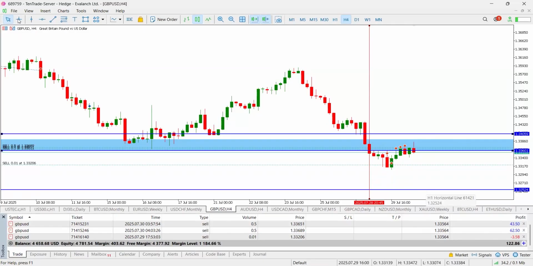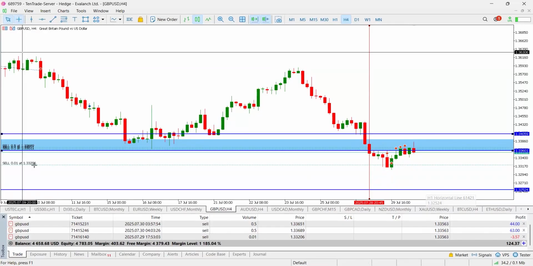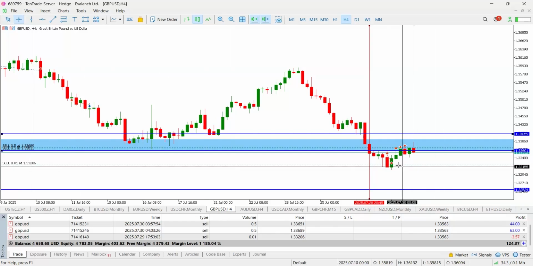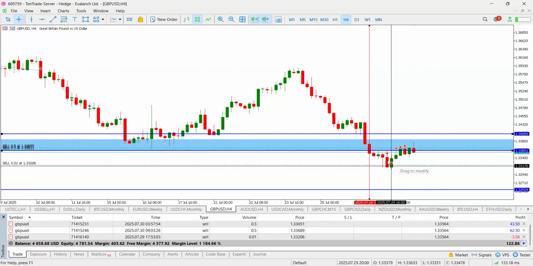Now look at this sell. That is why I use a small lot size, 0.01. Look at this sell. See where I place this sell. That's why I use 0.01. You can see what happened.